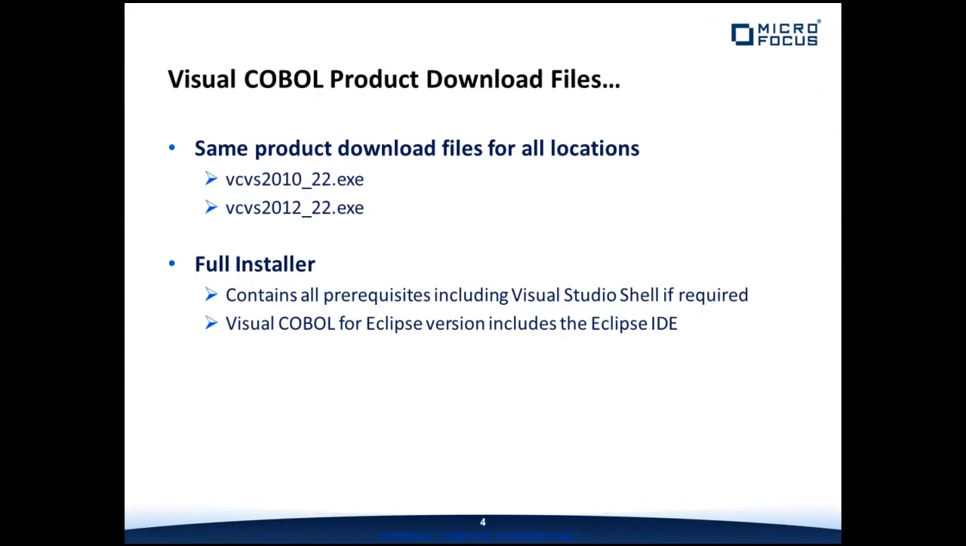Following on from the previous instructions, you will have an installer package with a name similar to the one shown here. This is a full installer which contains all prerequisites, including the Visual Studio shell if required. The Visual COBOL for Eclipse product includes the Eclipse IDE as well. To install, simply run the installer file directly by double-clicking on its name within Windows Explorer. This does require administrative privileges, and you will be prompted for these if you are not currently running as an administrator.